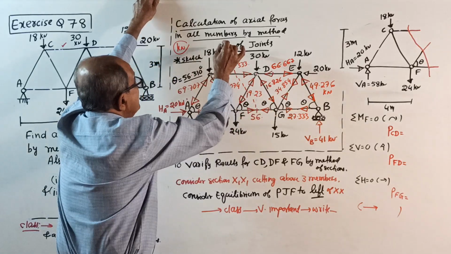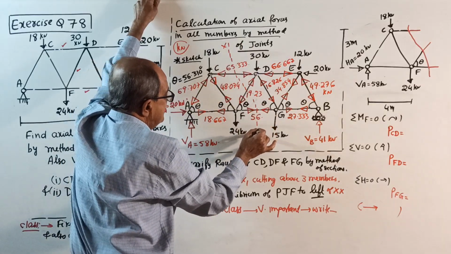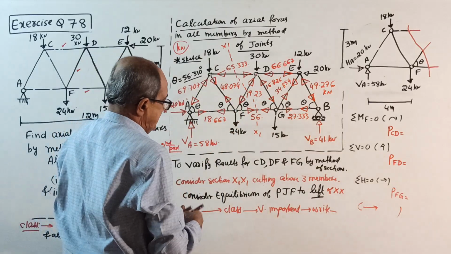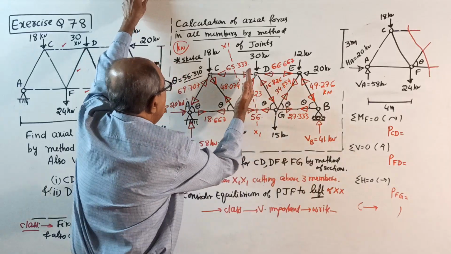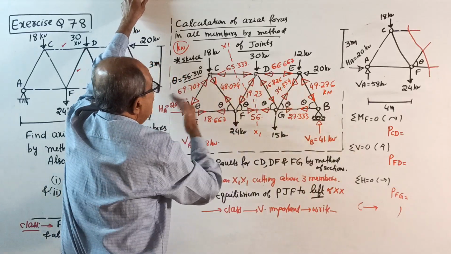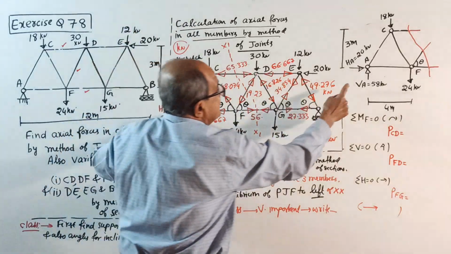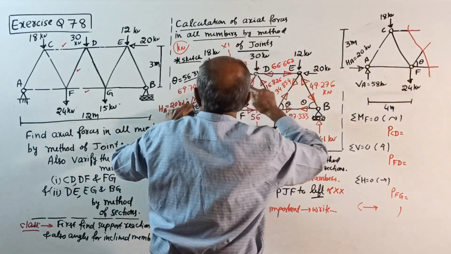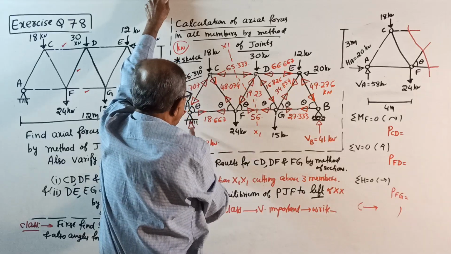Show the cut here. X1, X1. Show the cut. Okay, then consider equilibrium of the pin-jointed frame to the left of XX. Why? Easier. When you consider the left side here, A intact, F intact, C intact. Okay, enter everything. 18, 20, 58 volts.